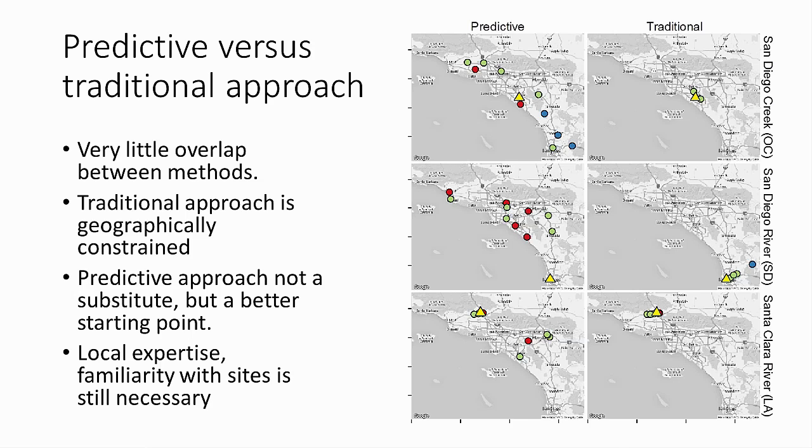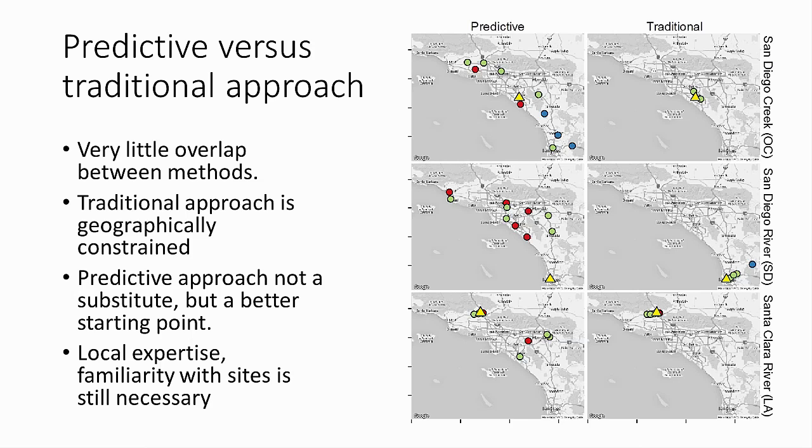You had a lot of geographic constraint among the traditional approach, and that's not too surprising. They generally were just looking in their immediate vicinity, whereas you generally saw comparators picked from all over the region by the predictive approach.